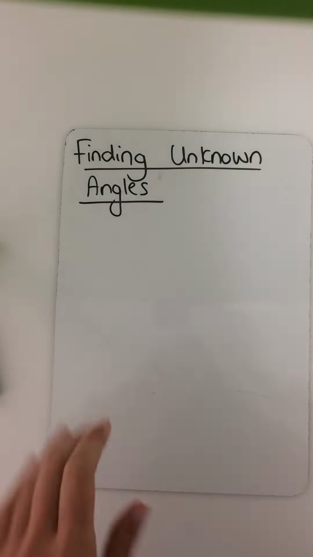Now that we know the properties of a square and a rectangle, we can use this information to help us find unknown sides or angles that we do not know inside a square or a rectangle.